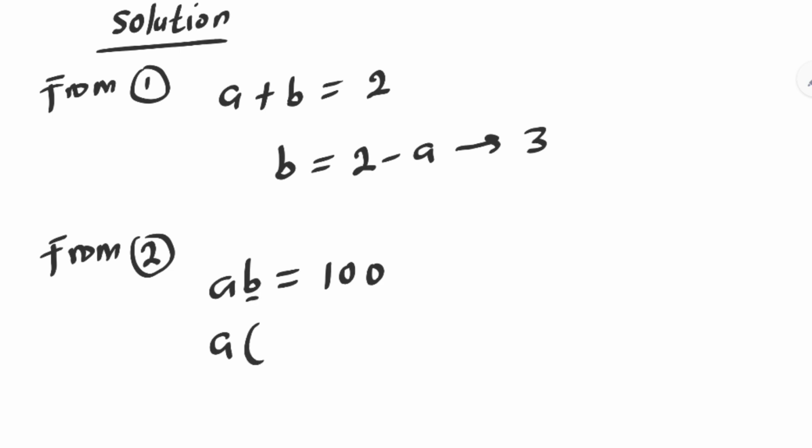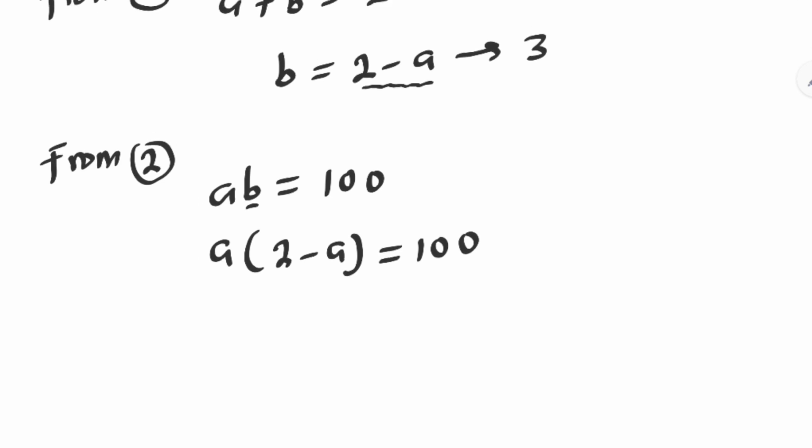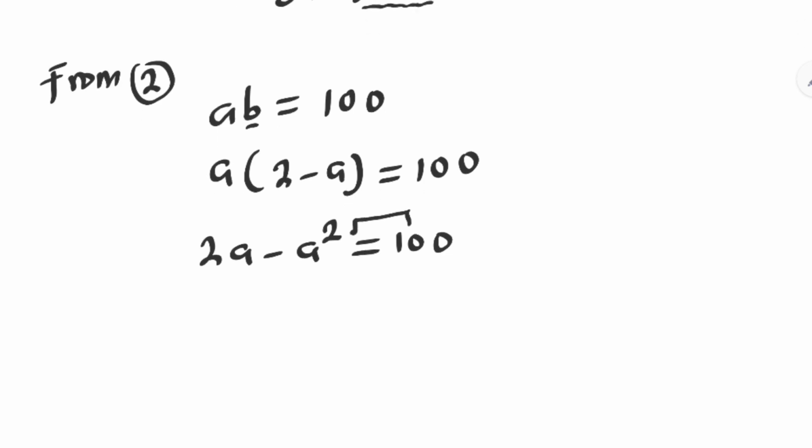a bracket, this b is equal to 2 minus a. We have a times (2 minus a) is equal to 100. Now let's open this bracket. a multiplied by 2 is 2a, minus a multiplied by a is a square, is equal to 100. Let us bring this 100 to this side. So this is 2a minus a square minus 100 is equal to 0.